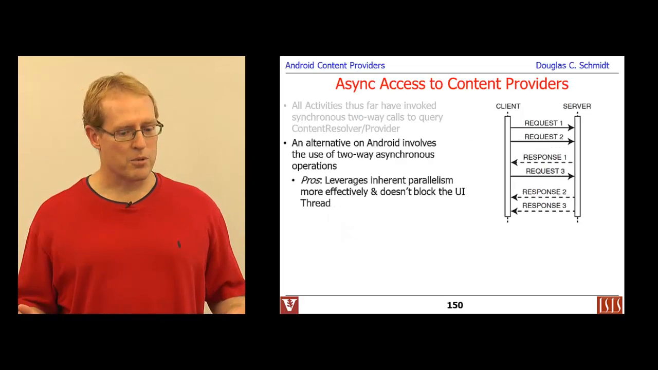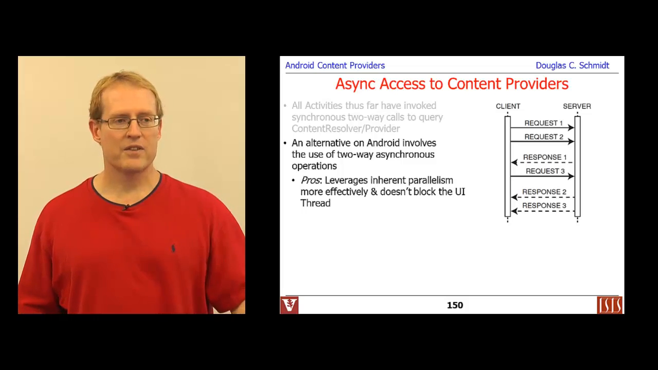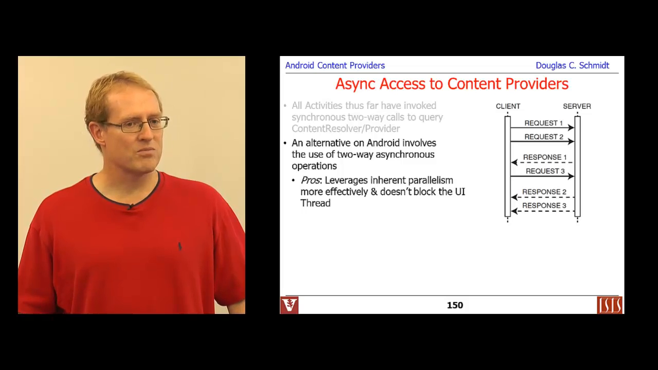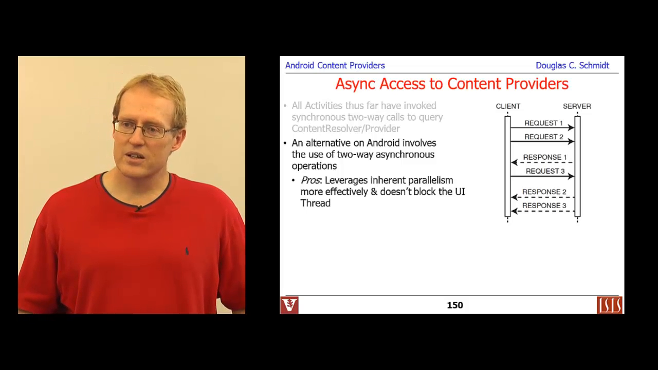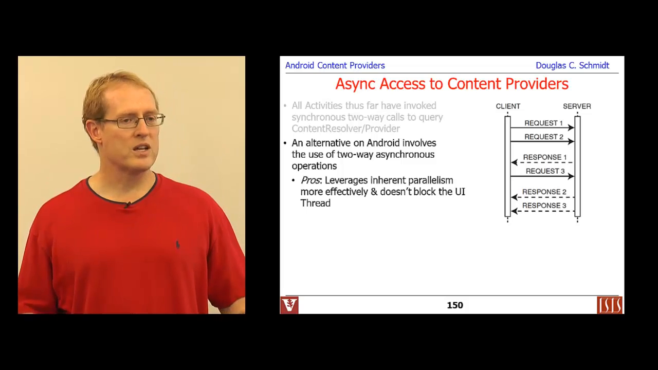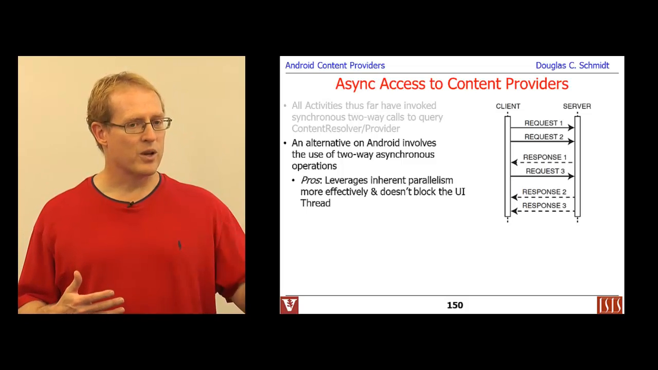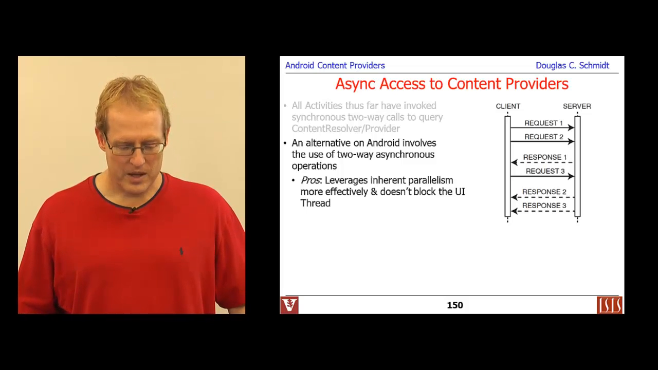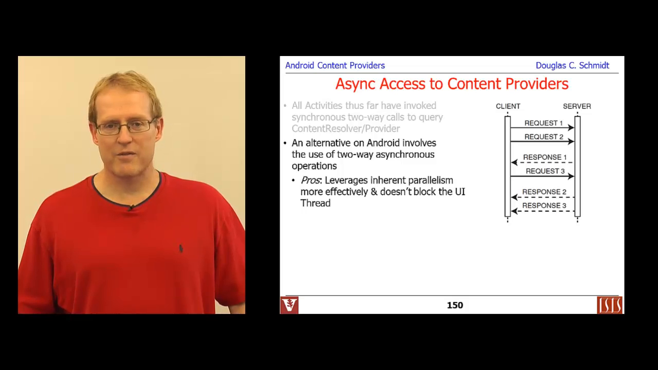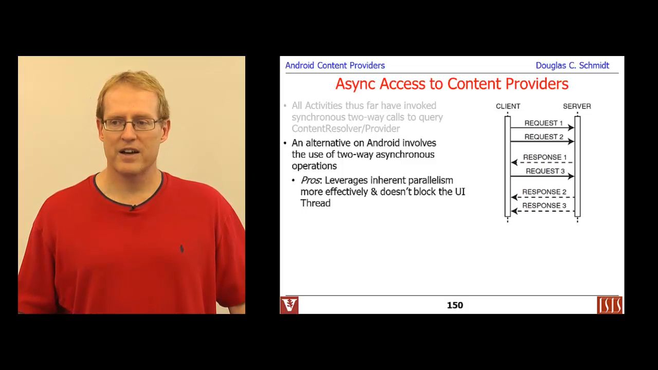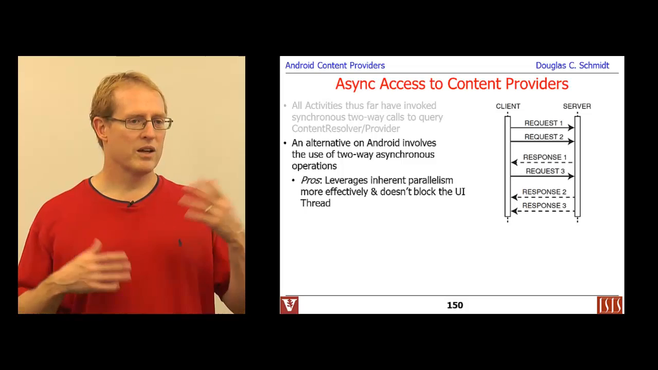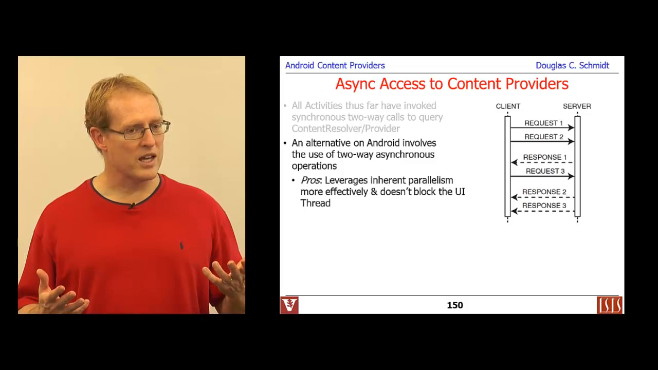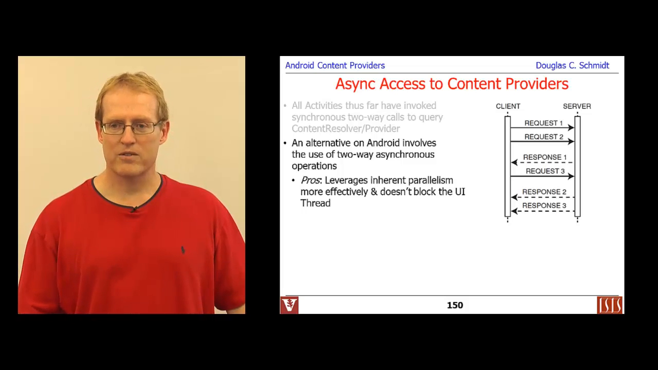So an alternative set of approaches that are available on Android involve the use of two-way asynchronous operations. In some ways, these are like the asynchronous AIDL calls we talked about, where you decouple in time and space the invocation of a method from the processing of the result that comes back when the method is done. The benefit here, of course, is it can leverage parallelism more effectively. You can have multiple things going on. You can be processing things in the background. You can be responding to user interaction requests from the GUI and so on. And of course, it also doesn't block the main thread of control.